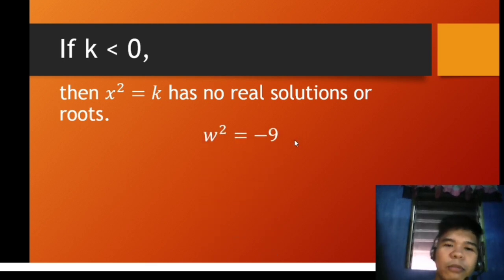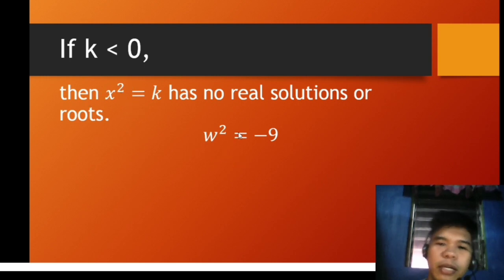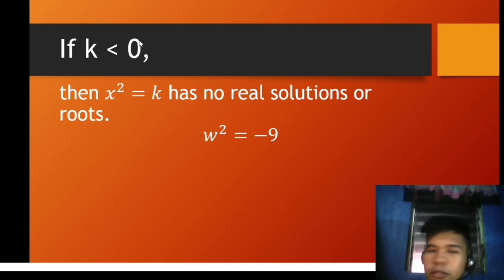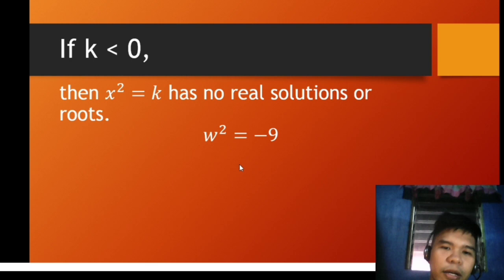Let's say, for example, we are given w squared equal to negative 9. W squared here represents our quadratic term in the form x squared equal to k, where k is negative 9. Negative 9 is the value of k, because we are pertaining here to values of k which are less than 0. Those are the negative integers. So we have here in the example w squared equal to negative 9.